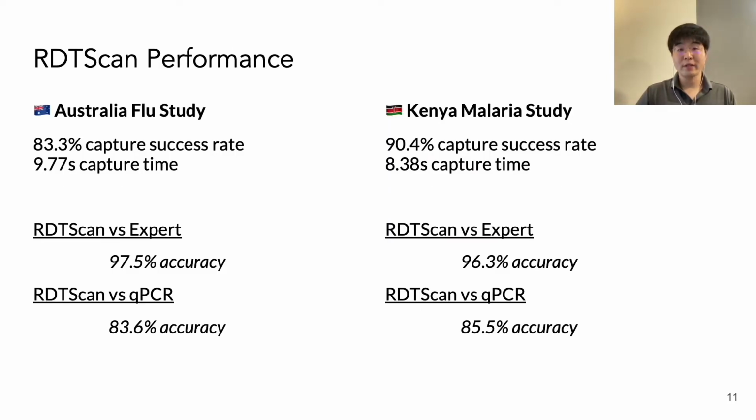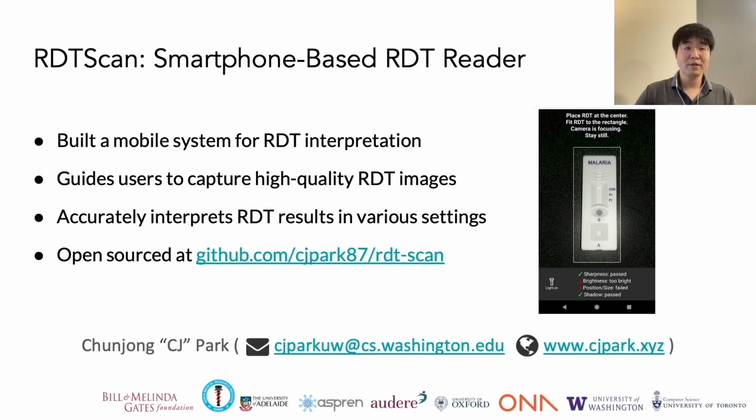In both studies, RDTScan shows fairly high capture performance. The Australia flu study has a bit lower capture performance. It is because participants have more diverse demographics, where the older population shows a bit lower capture success rate. Also, there is less chance to learn how to use RDTScan over time. For interpretation performance, RDTScan in both studies shows comparable accuracy to experts' interpretation, and also reasonable performance compared to the ground truth. In summary, we built a mobile system for RDT interpretation, which guides users to capture high-quality RDT images and accurately interpret RDT results in various settings.